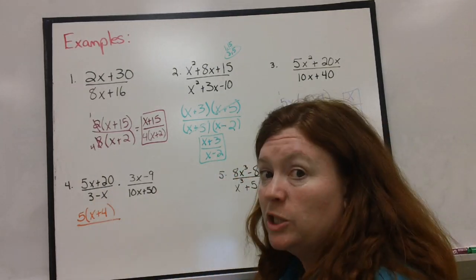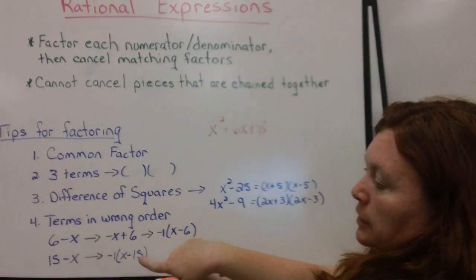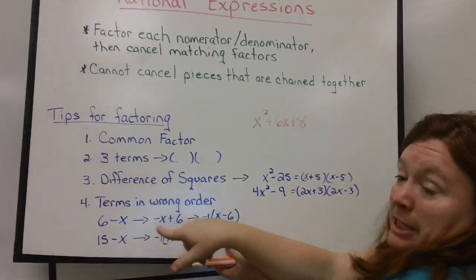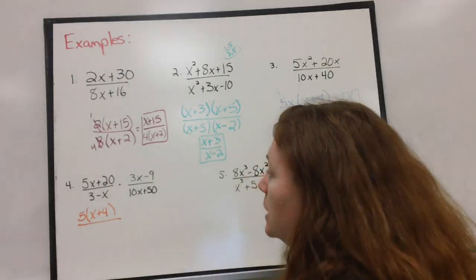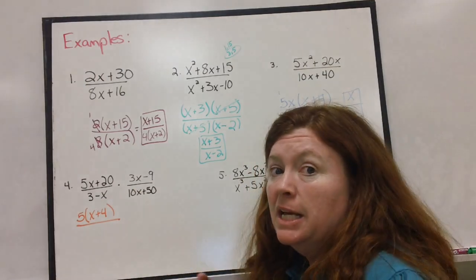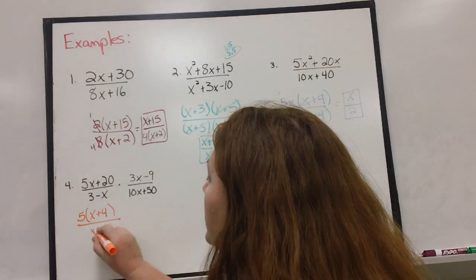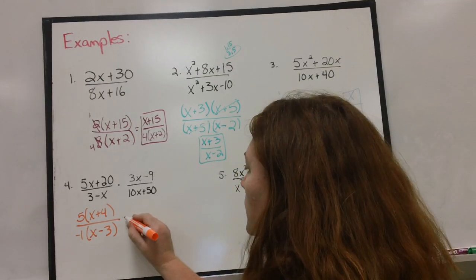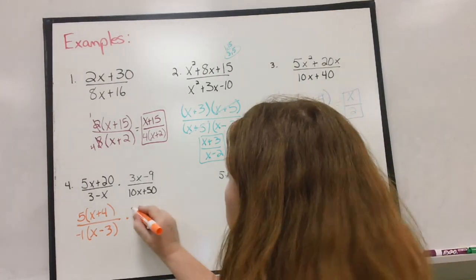Now, be careful. This denominator, we talked about this before. Right here, number 4. The values are backwards in the denominator here. You have 3 minus x. The x needs to be first. So if I want to flip it to make it x minus 3, I have to put a minus 1 in front. All right, this numerator has a common factor of 3.